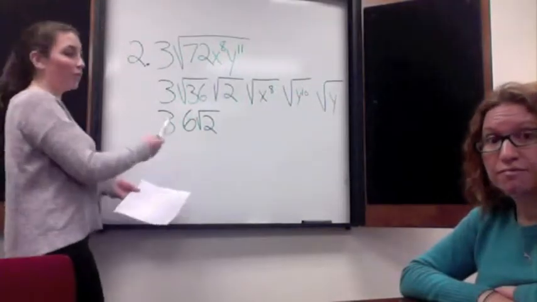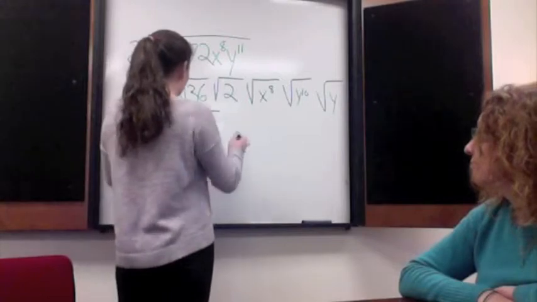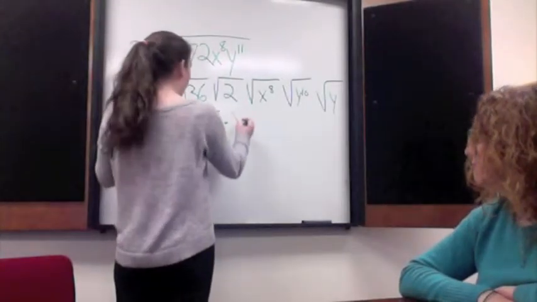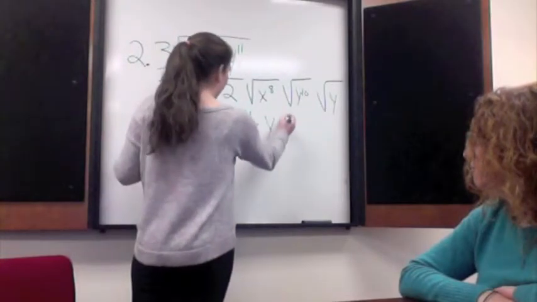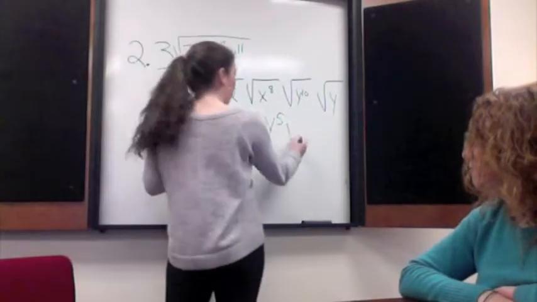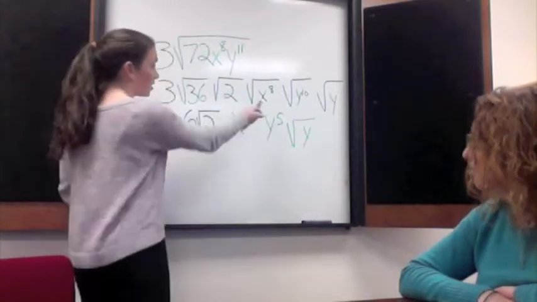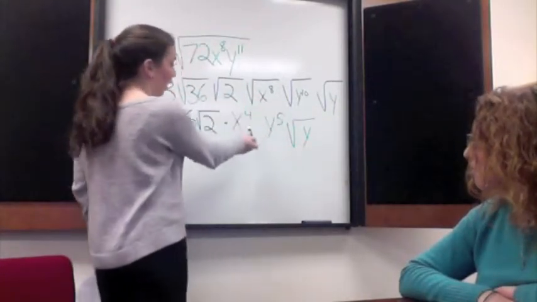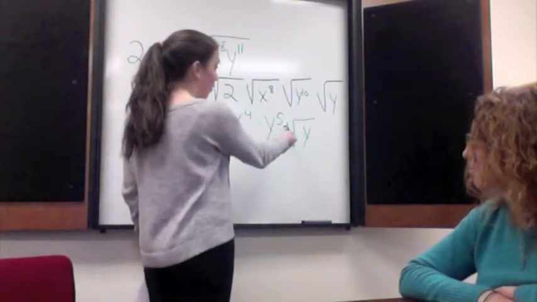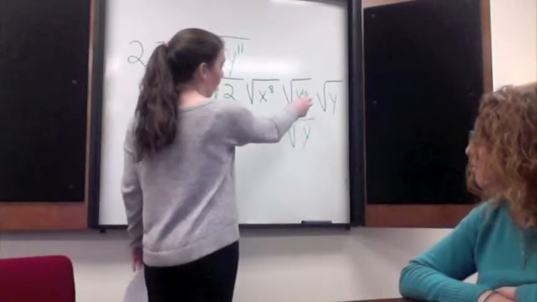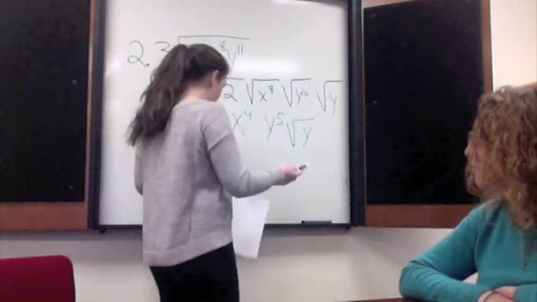Because 36 is a perfect square, we're square rooting. Then we do times x to the 4th times y to the 5th rad y. Now, we're doing this because x to the 8th is a perfect square, so we're breaking that up into x to the 4th. Then, we're doing y to the 5th because you can take that from y to the 10th. But y is not a perfect square, so we have to bring that down.